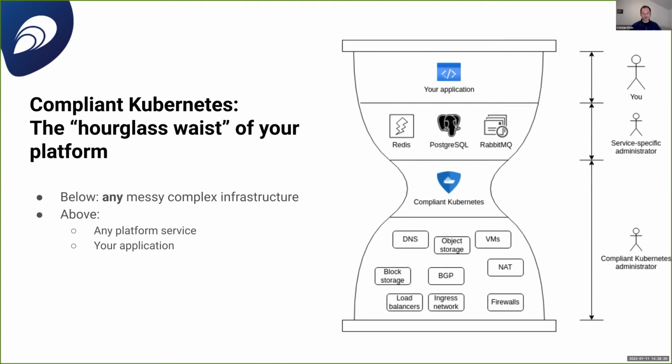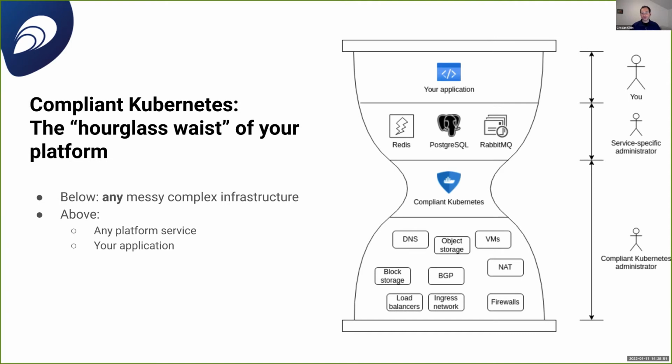And that's pretty much what compliant Kubernetes also does for you. So below it, you have any kind of complex infrastructure, and you have to deal with things such as outbound traffic via NAT and how to make sure that inbound traffic comes in redundantly via something like load balancers or something via BGP Anycast and so on. But once you have configured compliant Kubernetes, then above you can run not only any platform service, such as a key value cache, database, and message queue, but you can also host your application.